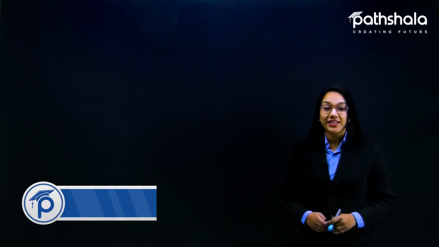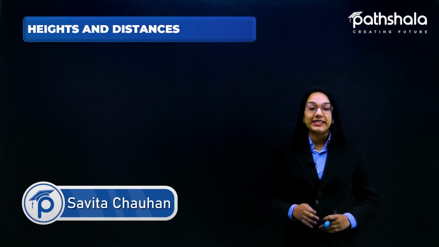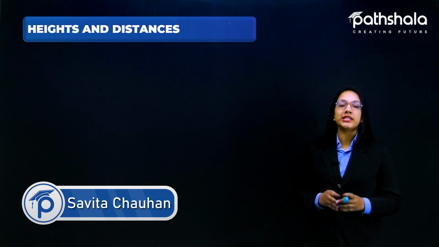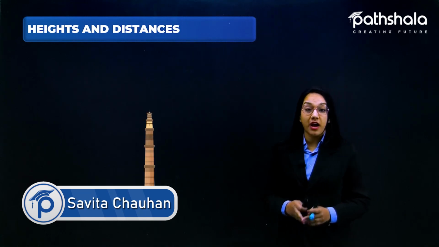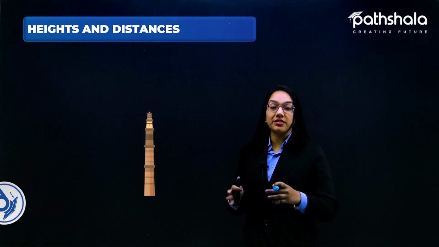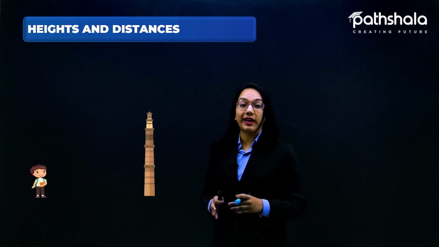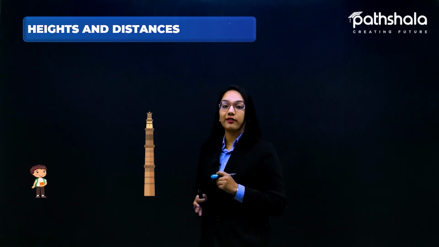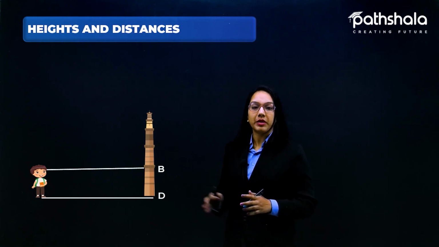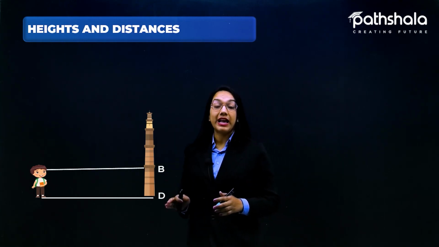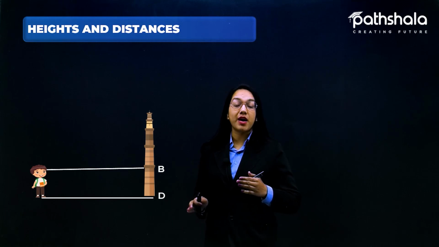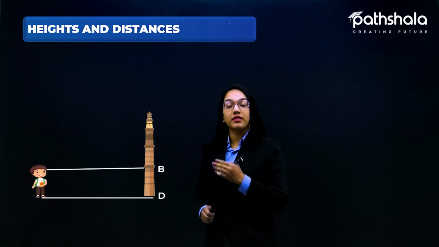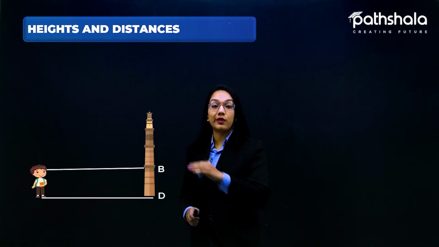Now let's start the chapter with the topic heights and distances. For instance, if I'm talking about this minar and there is a student who is looking at the top of this minar. Before that, let us suppose I'm taking the height of the student with respect to the minar as BD.